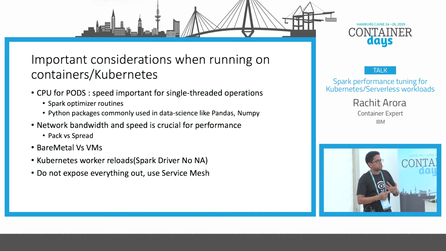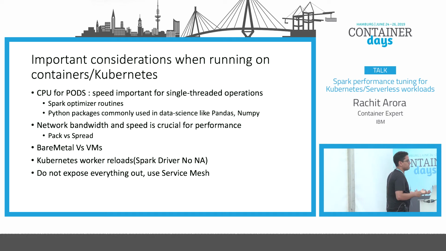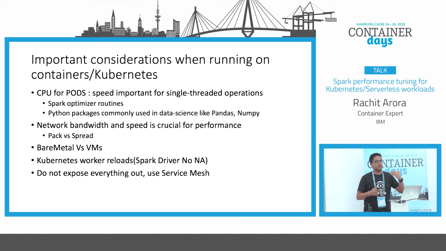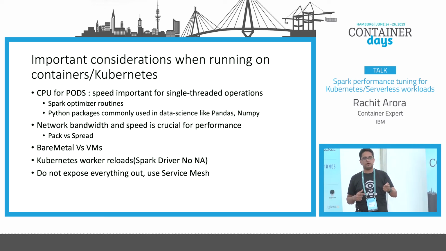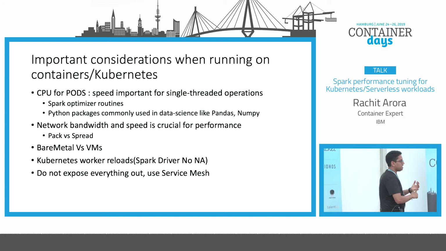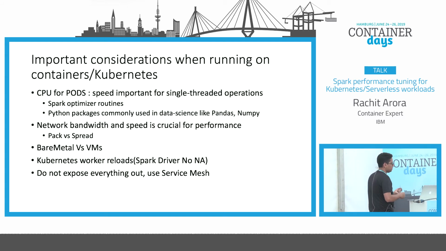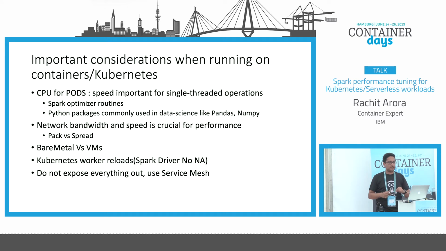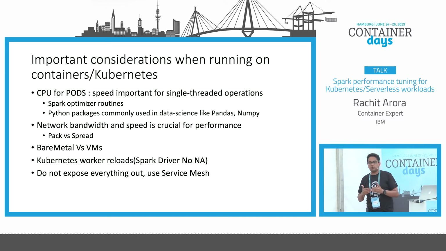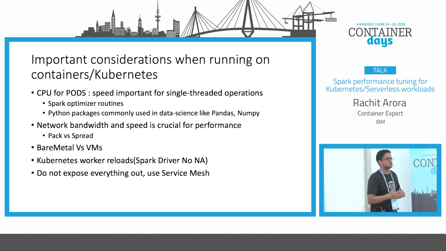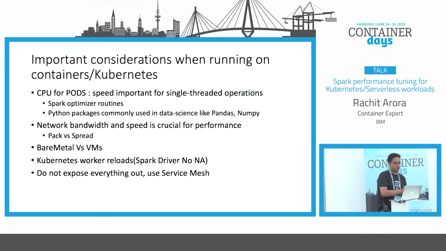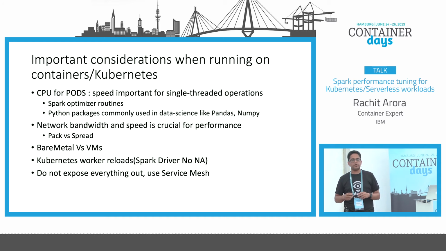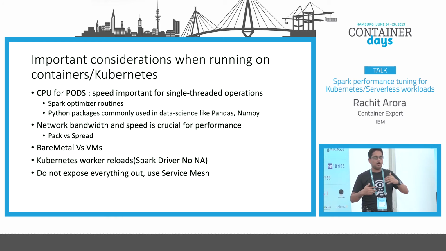You may also want to consider whether you are going to run on bare metal or on VMs. If you are running on bare metal, you can get better performance in comparison to VMs, mainly because bare metal comes with better network and better CPUs. Along with that, you also want to consider using SSDs for some of the disks you are going to mount for your Spark applications.